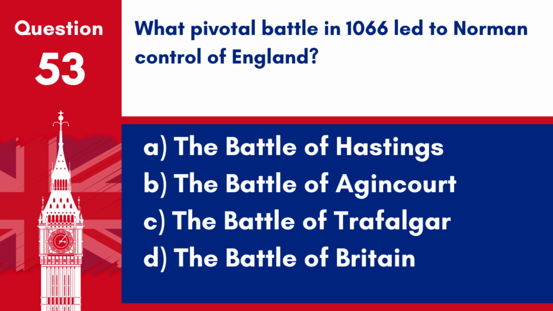Question 53. What pivotal battle in 1066 led to Norman control of England? A. The Battle of Hastings, B. The Battle of Agincourt, C. The Battle of Trafalgar, D. The Battle of Britain. Answer: A. The Battle of Hastings. The Battle of Hastings in 1066 was a pivotal moment that led to Norman control of England.